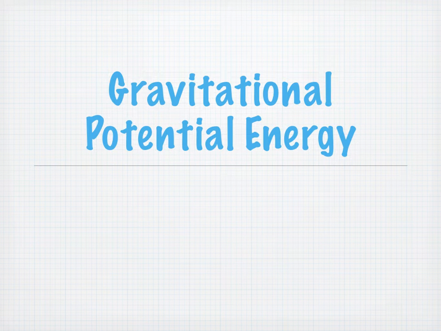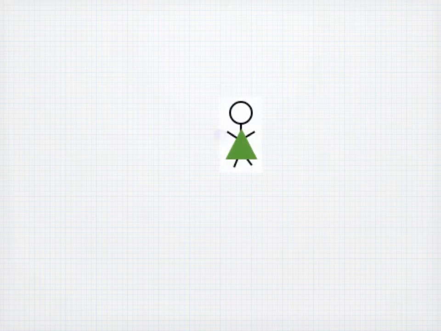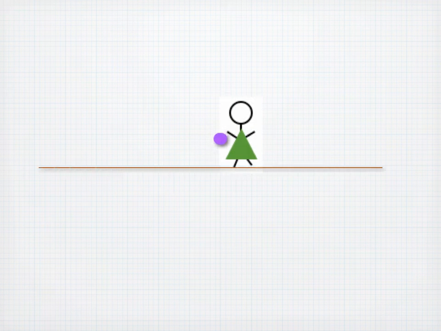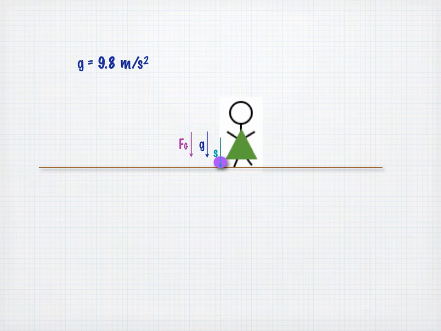Gravitational potential energy. If I drop an object from a given height above the Earth, that object is accelerated toward the center of the Earth at a rate of g equals 9.8 meters per second squared. The acceleration of that object is due to the gravitational force applied to the object from the Earth. Since the gravitational force causes the object to be displaced in the same direction the force is applied in, work is done on the object.